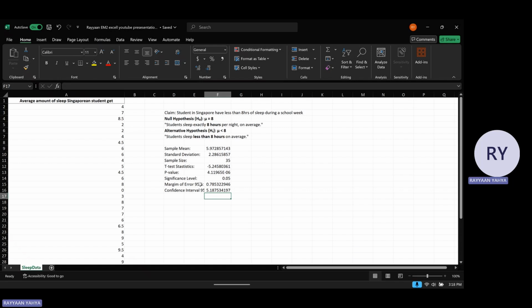And based on my data, test value, p-value, and confidence interval, I conclude that Singaporean students sleep significantly less than 8 hours a night. The results are not random, they are statistically proven.